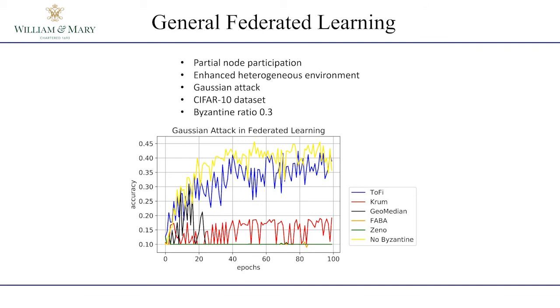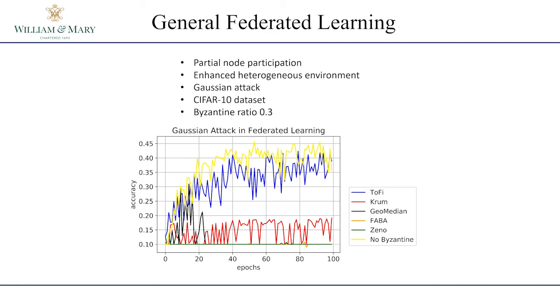In the end, we conduct experiments for partial node participation federated learning with enhanced heterogeneous environment, Gaussian attack, CIFAR10 dataset, and the Byzantine ratio of 30%. Here we use 100 workers in total, and each time 10 workers are randomly selected to perform computations. We can see that ToFi outperforms all the other algorithms.